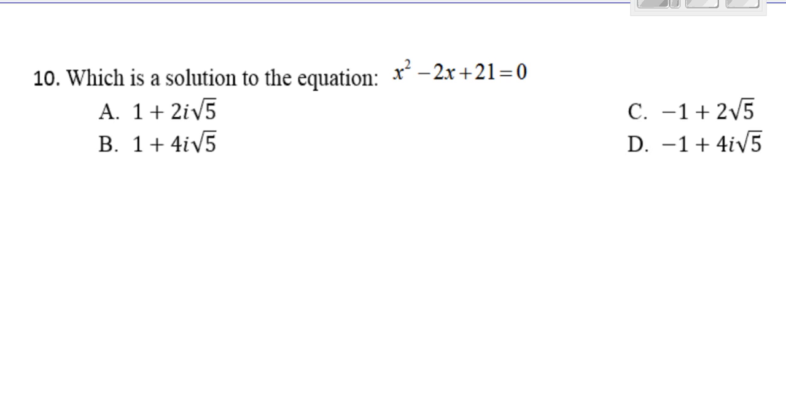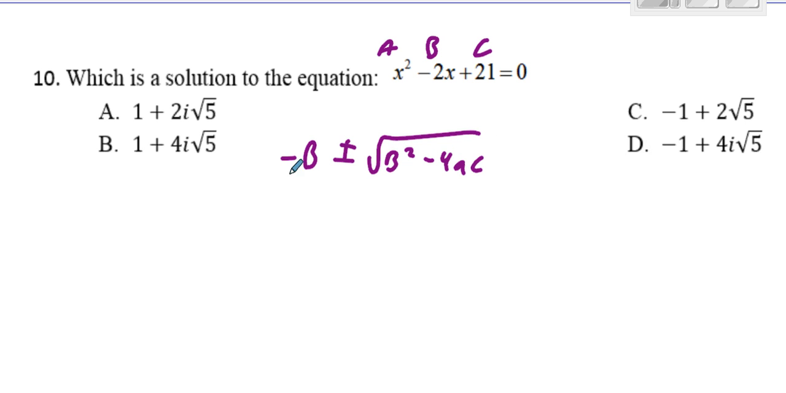So looking at the answers to this, you can tell it's not going to be factorable. So if you can't tell this by looking at the numbers, look at the answers. So let's do quadratic formula. You could also do complete the square if you remember how to do that. So A, B, and C. Negative B plus or minus the square root of B squared minus 4AC all over 2A.